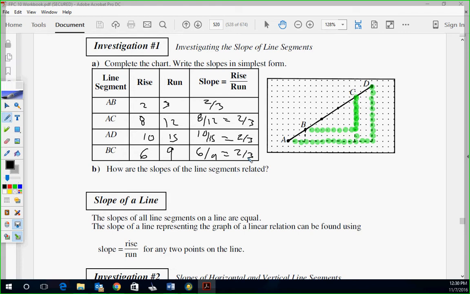Okay. All right, the slopes of all line segments on a line are equal. That's what we just proved. The slope of the line representing the graph of a linear relation can be found using rise over run for any 2 points in the line. So any 2 points. Go down from here and here. Go down from there and there. Doesn't matter. I can get the slope from any 2 points.